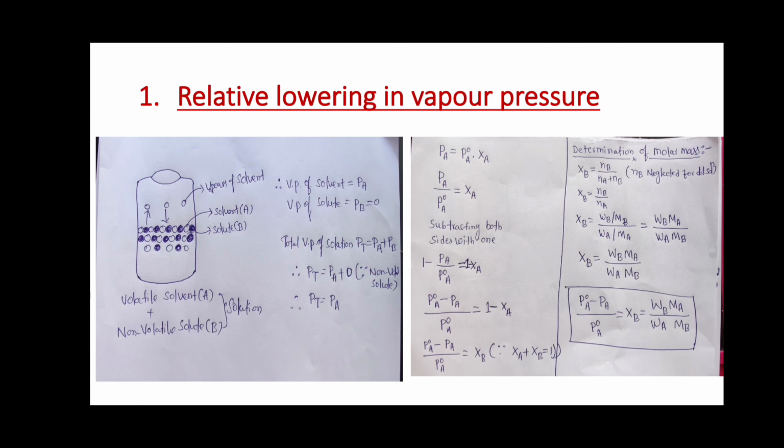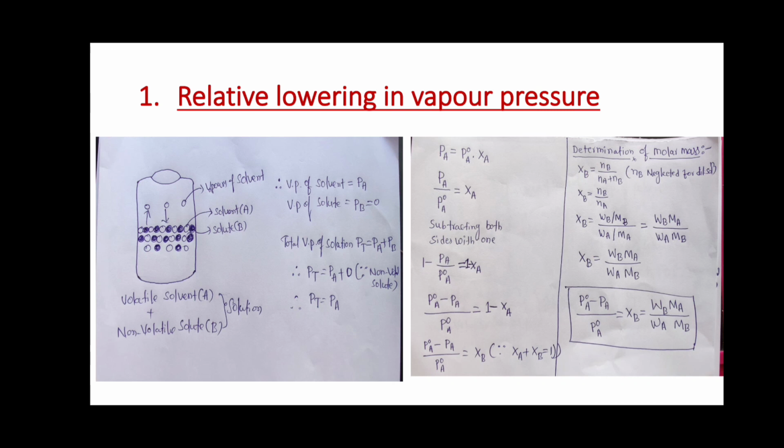So relative lowering in vapor pressure is a pure colligative property, because the lowering in vapor pressure depends upon the adding of non-volatile solute. Let us take a volatile solvent and non-volatile solute. The vapor pressure of the solvent is Pa, and the vapor pressure of the solute Pb is going to be 0. So P total is equal to Pa. According to Raoult's law, Pa is equal to P naught A into Xa. P naught A is the pure vapor pressure of the solvent, and Xa is the mole fraction of the solvent.